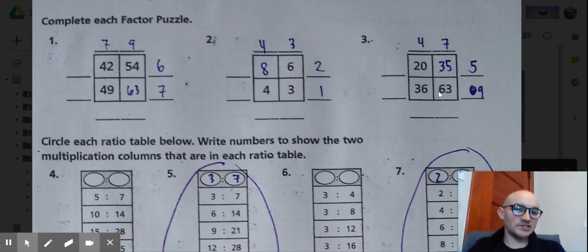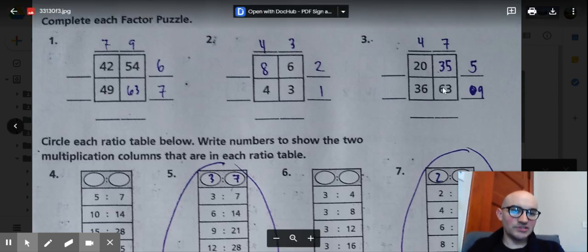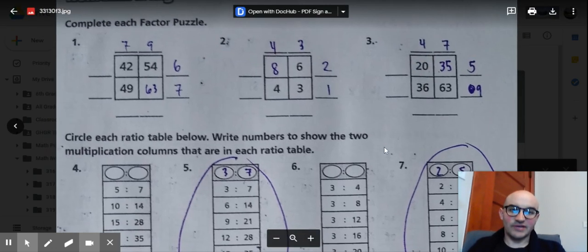Here I'm looking at 20 and 36, which was a little confusing, so what I did first was look at 36 and 63. I know that 9 times 4 equals 36, and 9 times 7 equals 63, so 9 is my factor, along with 7 and 4. Then I know that 4 times 5 must equal 20, so 5 must be this factor, and 7 times 5 equals 35.